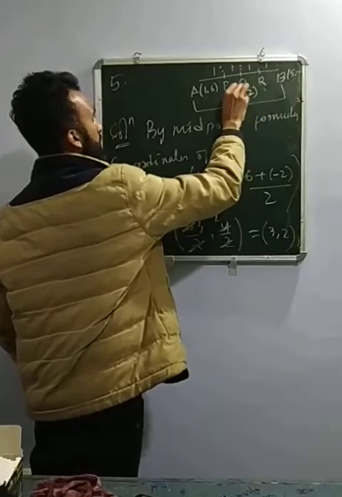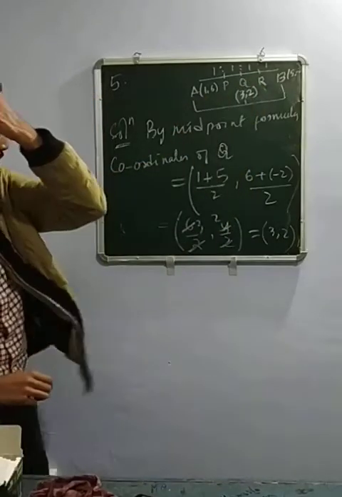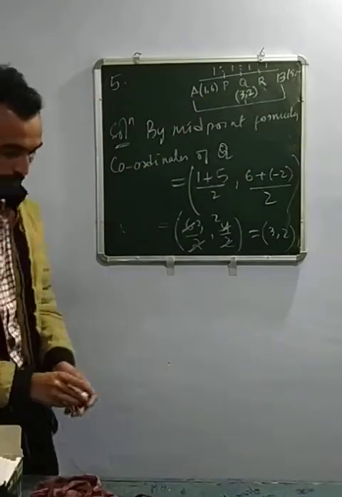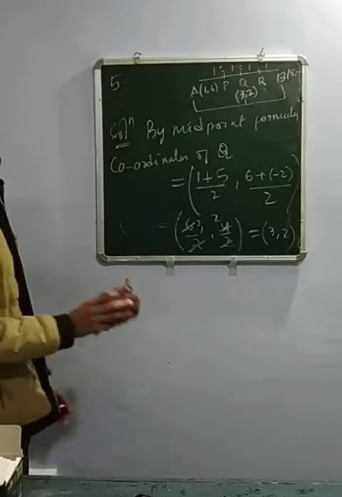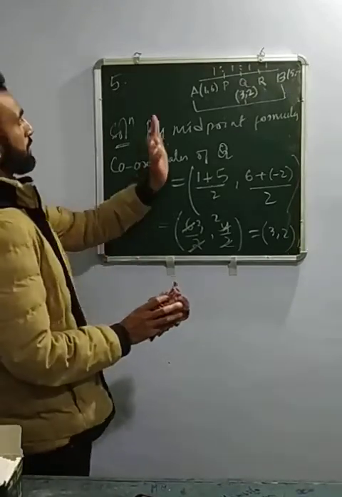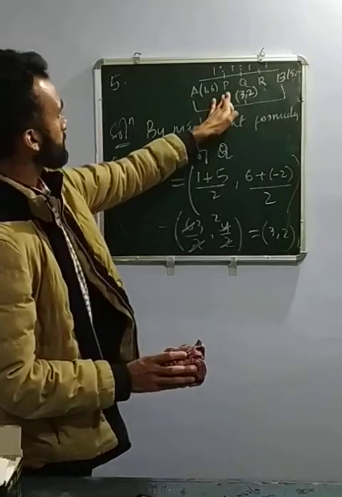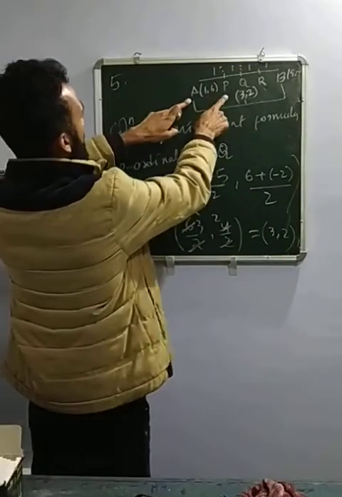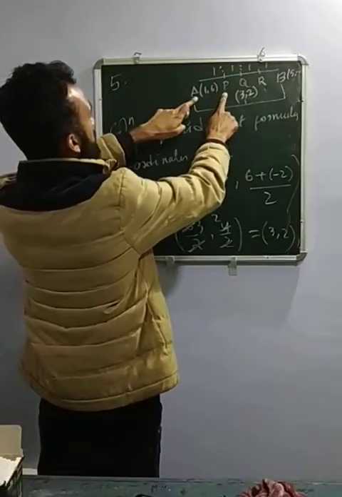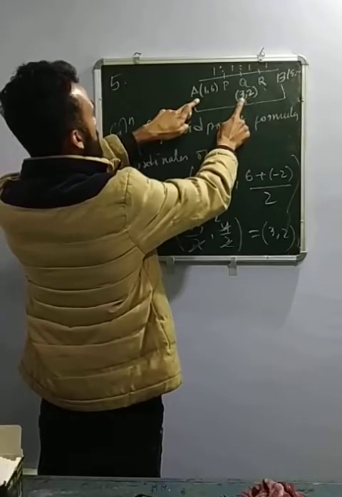Let me update the diagram so that it will be easy for you to see also. Pause the video to note it down. Now, coordinates of Q done. Now similarly I'll find out the coordinates of P. I can find the coordinates of P now, because P is in the middle of AQ and I know the coordinates of Q.